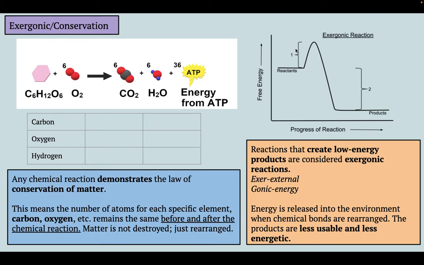If this was a wood stove at your house, it would be logs being burned to produce heat and light and sound to heat your house, and the products being ash. Energy is being released into the environment when we rearrange those bonds, and the products are less usable. We can't use CO2 or water to produce any form of energy in our bodies. They aren't able to produce work or energy for us.